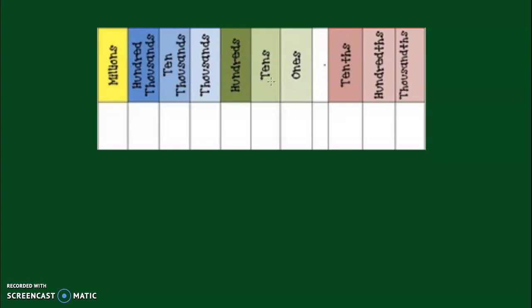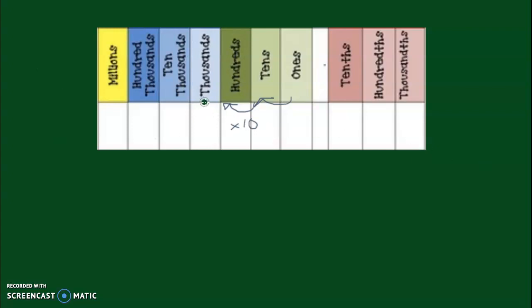10 is 10 times bigger than 1. If we start at tens and we look at hundreds, 100 is 10 times bigger than 10. So as we go to the left on the place value chart, for each place to the left, it's times 10, or 10 times bigger.